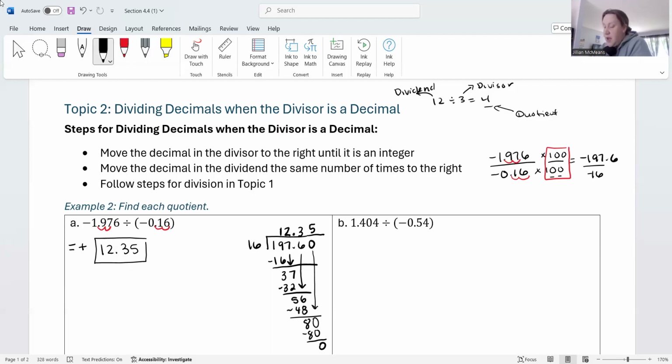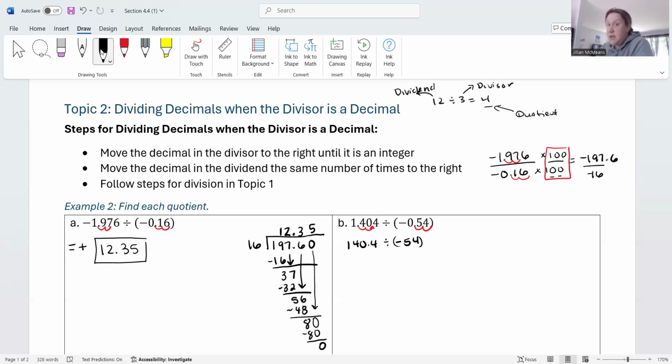So for the next example, I have 1.404 divided by negative 0.54. So we want the divisor to be an integer or a whole number, okay? So I need to move my decimal to the right twice, which is like multiplying by 100. But if I do that to the divisor, I have to do that to the dividend as well. So I'm going to move to the right twice. So what this is really equivalent to is 140.4 divided by 54. And just don't forget that the 54 is negative.